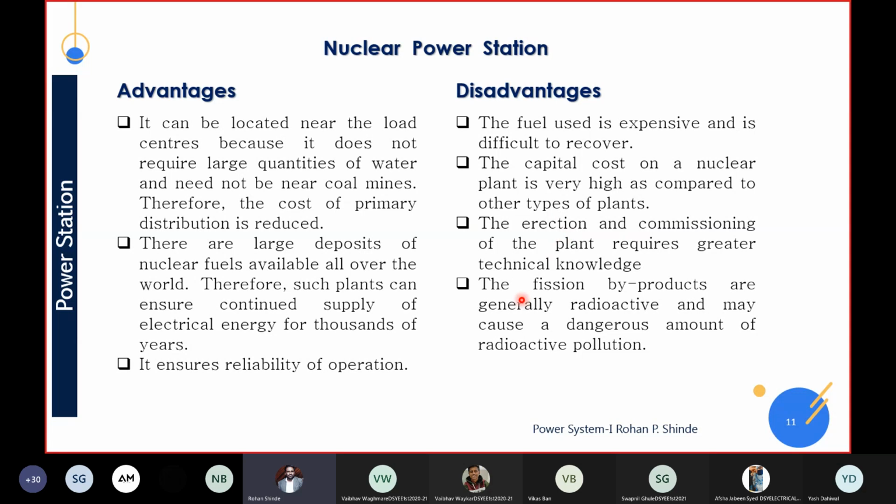Next, the fission byproducts. Now see here, we know that thorium undergoes nuclear fission in a nuclear reactor, and it will produce heat, and that heat is used for the production of electrical energy, and this fission also provides some byproducts.